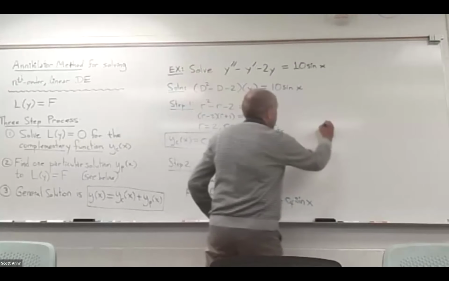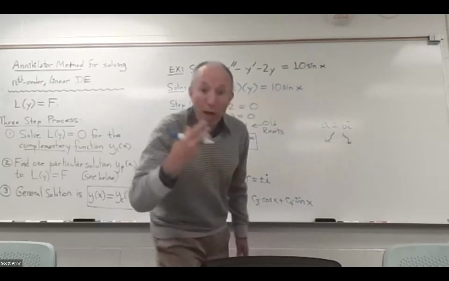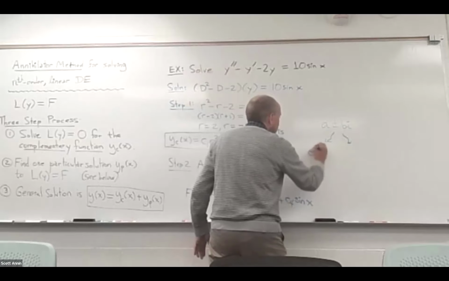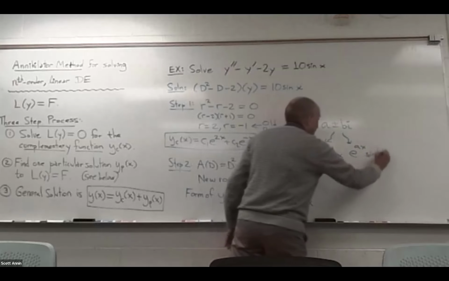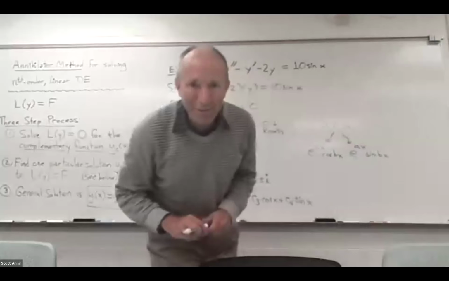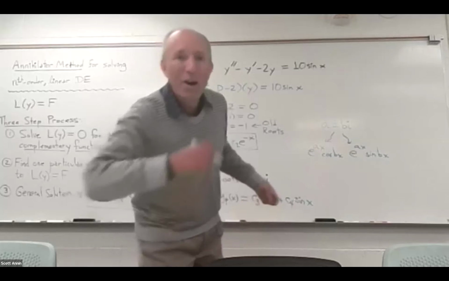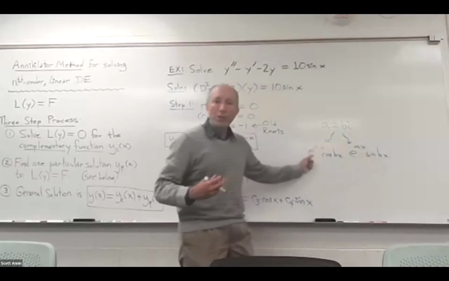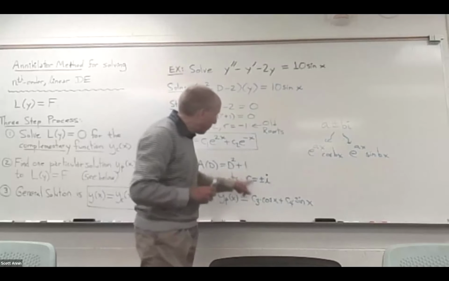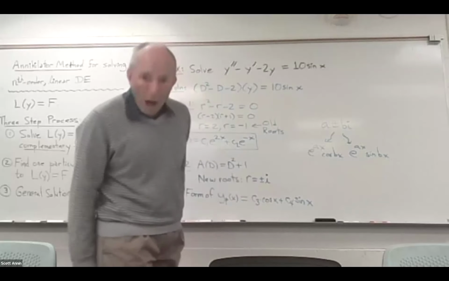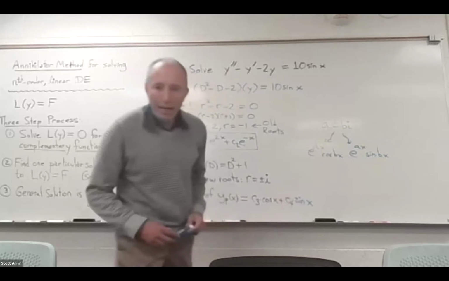Just remember, whenever you have roots of the form a plus or minus bi, you derive solutions that have the form e to the ax cosine of bx and e to the ax sine of bx. That's just always a fact of life. Complex conjugate roots of the form a plus or minus bi always are associated with solutions of this nature. And in the case we're looking at right now, the a value is 0 and the b value is 1, and if a is 0 and b is 1, we just get cosine and sine right here.